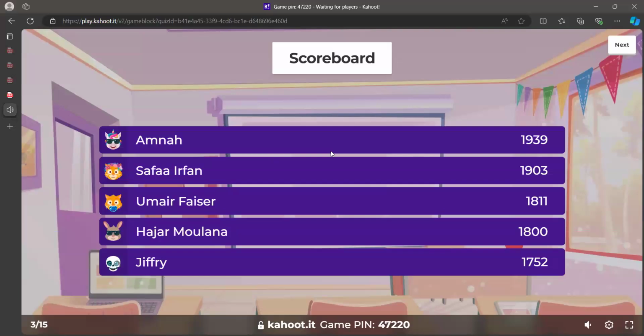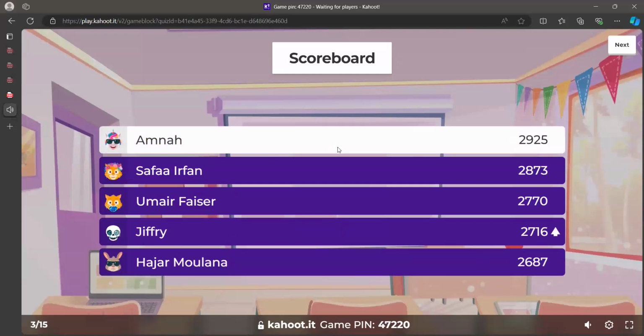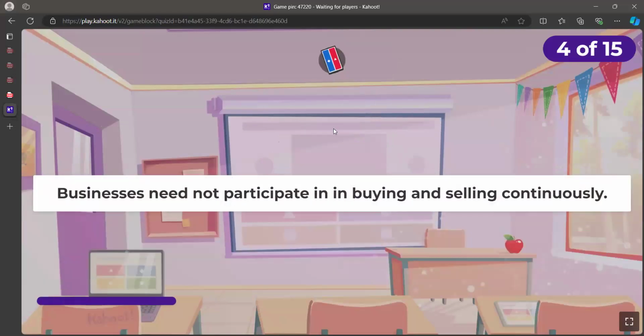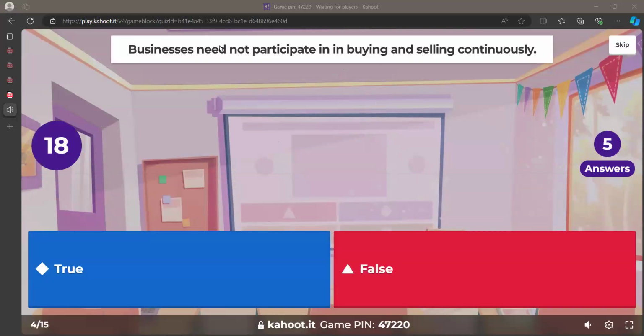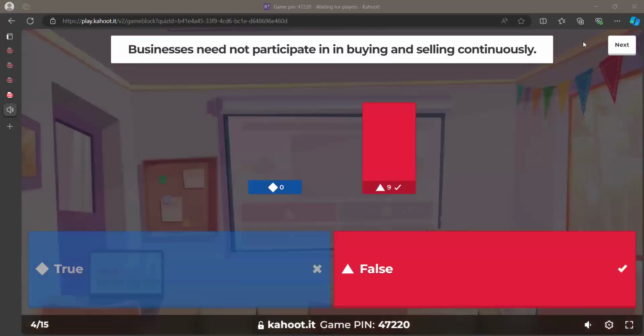Jifri improved. Okay, Hajar, okay, it didn't come up. So once again, businesses need not participate in buying and selling continuously. These questions, I feel like these are jujube questions, isn't it? False. Good.